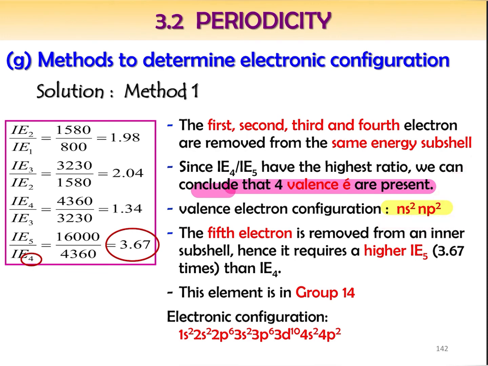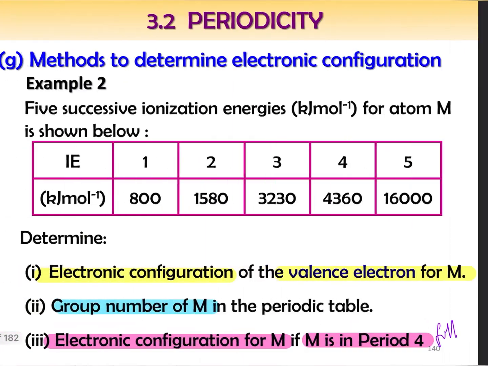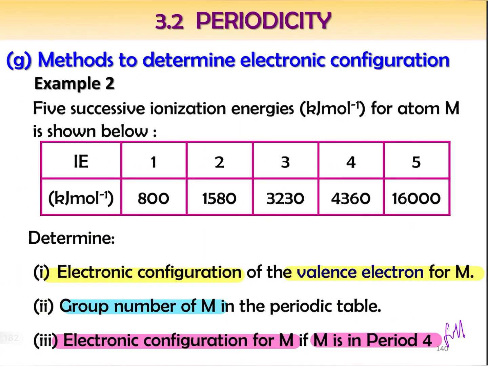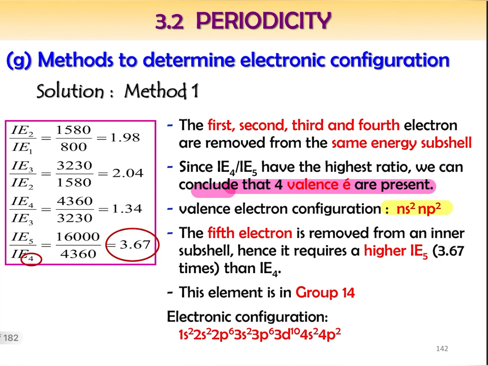Right, so the electronic configuration, the full electronic configuration. Soalan minta group and also full electronic configuration if it is in period 4. So, maksudnya kita tulis dulu the valence electron dulu: 4s2, 4p2. Mana kita dapat ni? Daripada sinilah. Just gantikan value of n equals to 4.